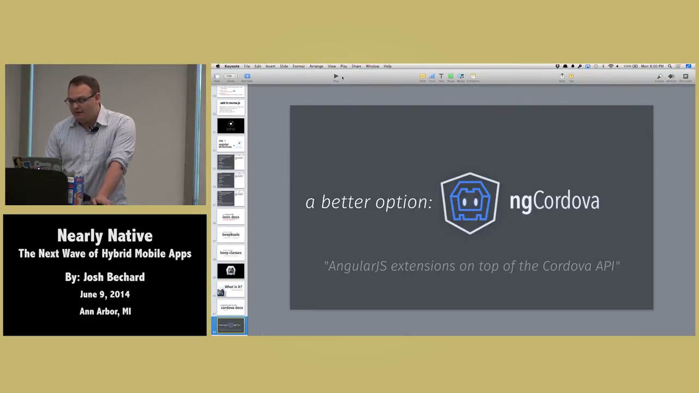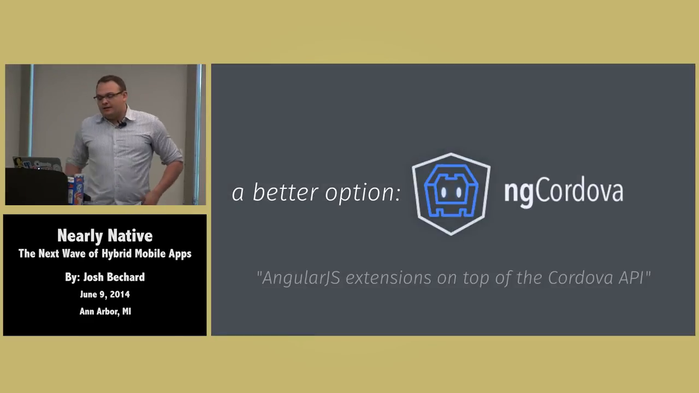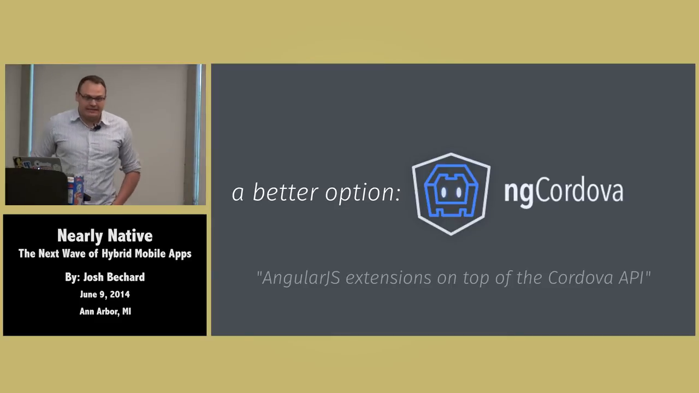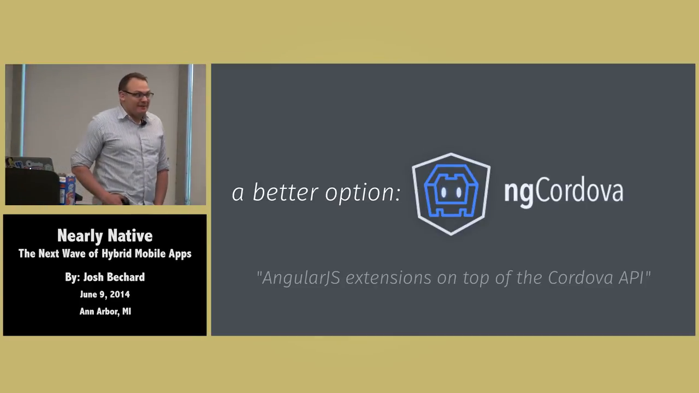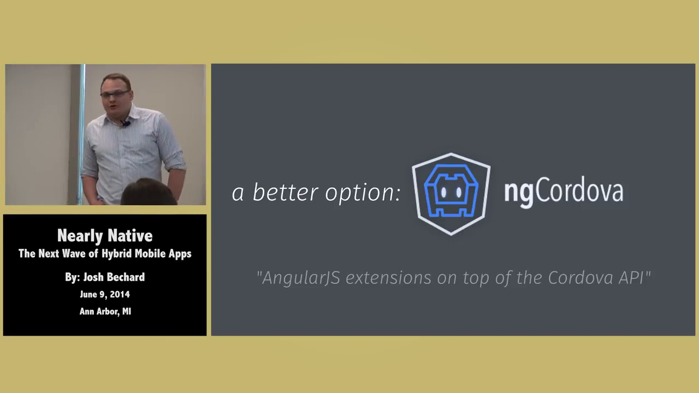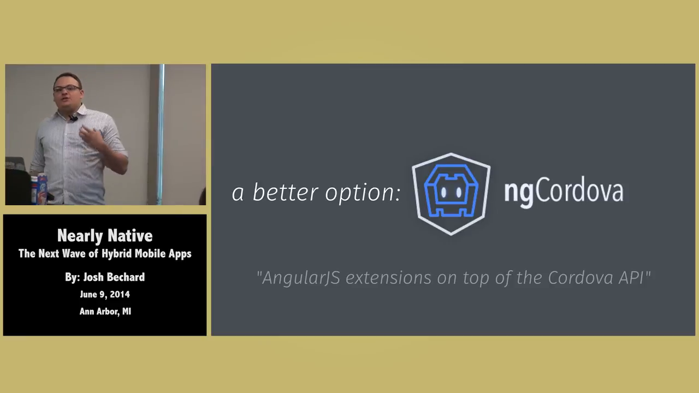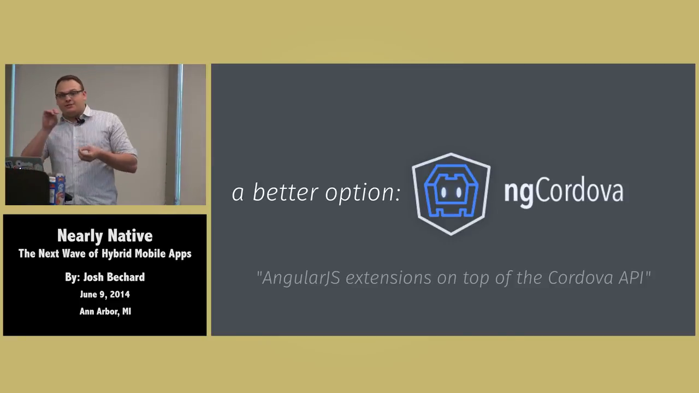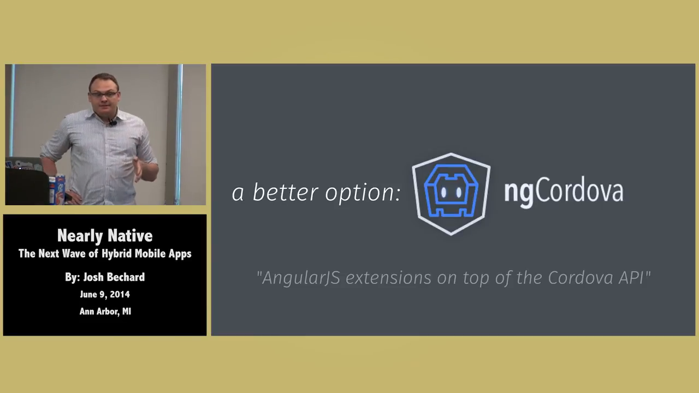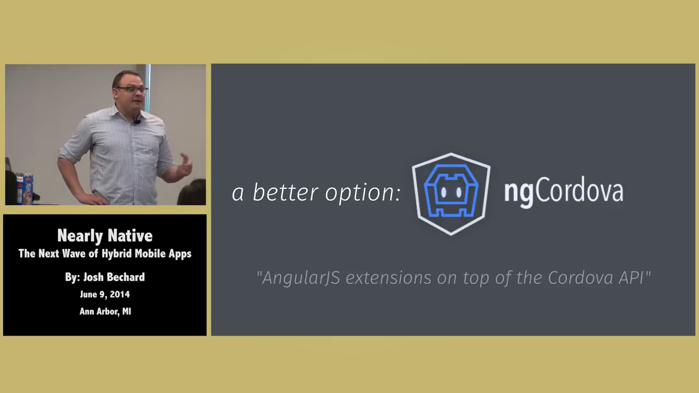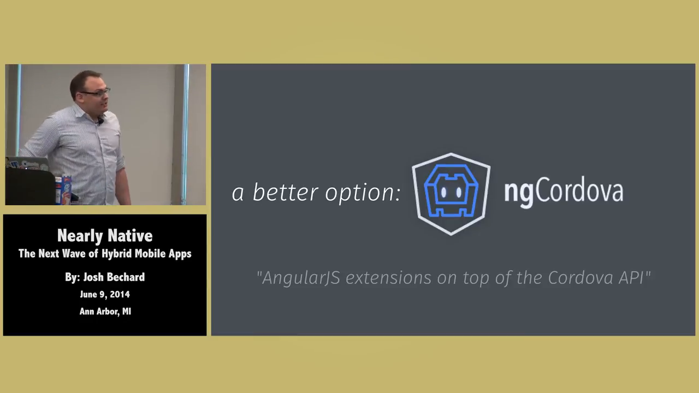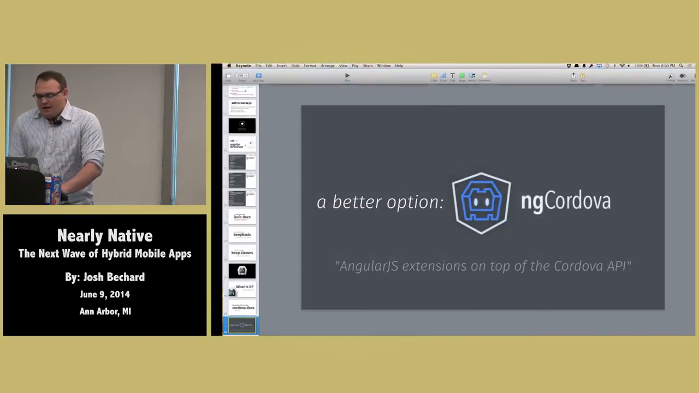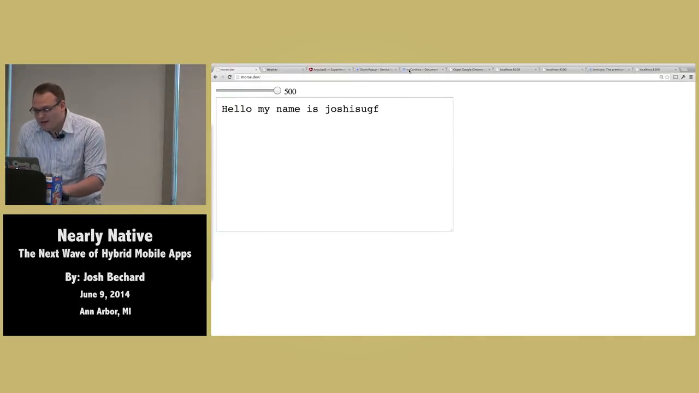Announced and first version released last Tuesday of all days. I'm glad it wasn't this Tuesday, because this is a fantastic new addition to the Ionic family for my talk: something called NG Cordova, right? Like I said, Cordova gives you JavaScript-based APIs that connect to the native APIs that you can use right in your app. NG Cordova gives you Angular wrappers so that you can access native functionality in a very Angular-ish way. The tagline is AngularJS extensions on top of the Cordova API. Let's pop in there and see how this all pulls together.